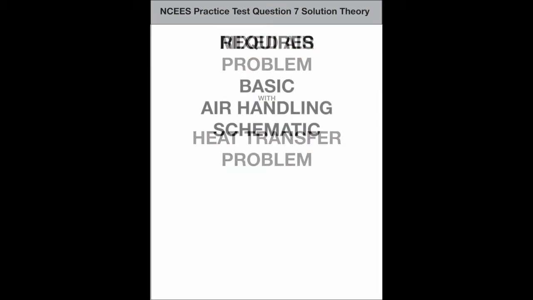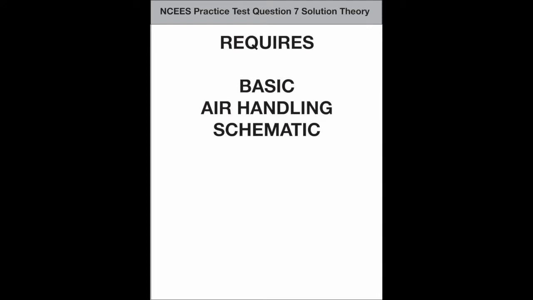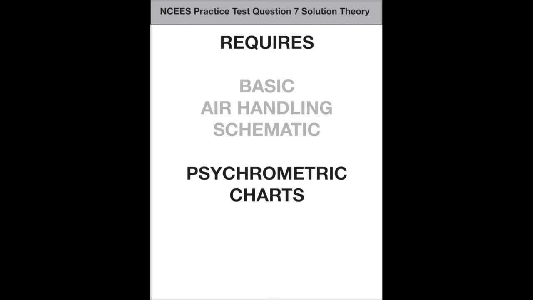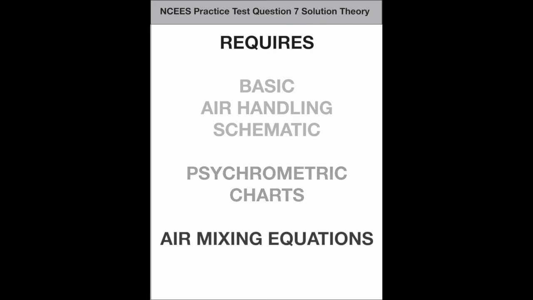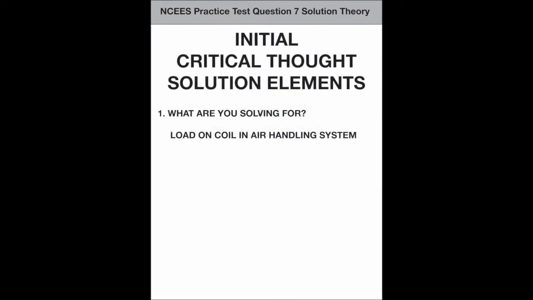Question 7 is a mixed air problem coupled with a heat transfer problem. It requires basic understanding of the air handling schematic provided and psychrometric charts to derive critical properties of the air. Finally, it requires knowledge of fundamental air mixing equations. Initial critical thought solution elements.